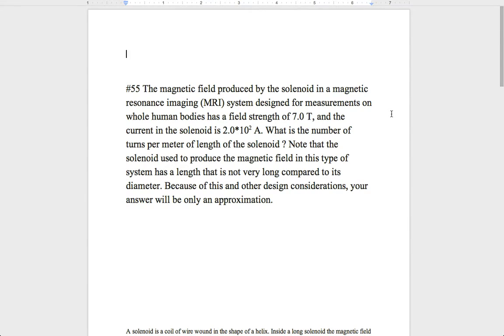And you have to note that the solenoid used to produce the magnetic field in this type of system has a length that is not very long compared to its diameter. Because of this, your answer will only be an approximation.